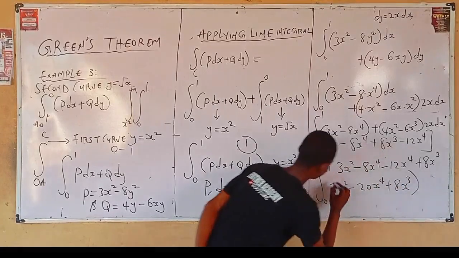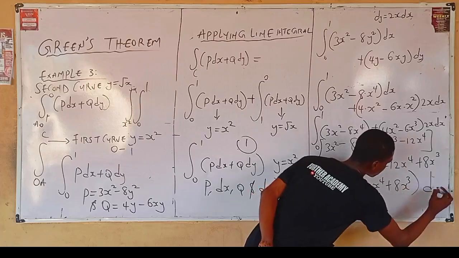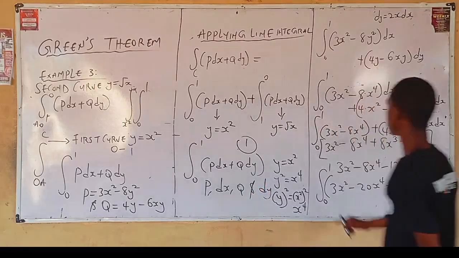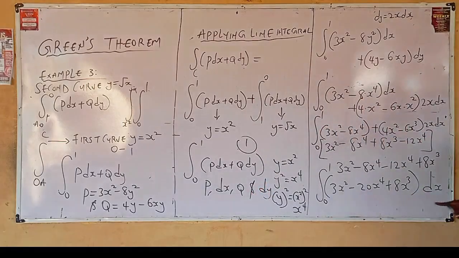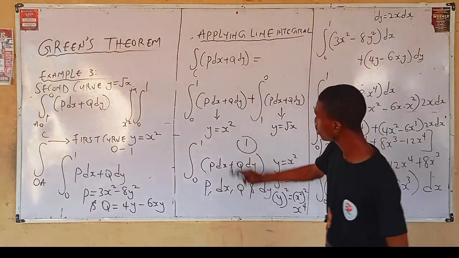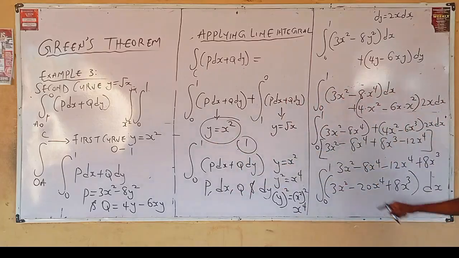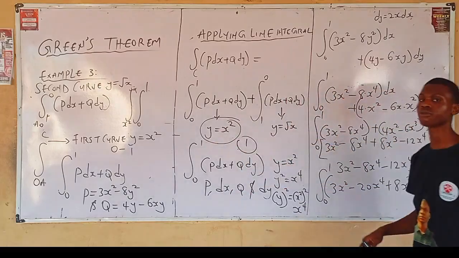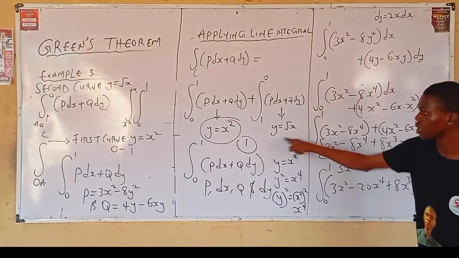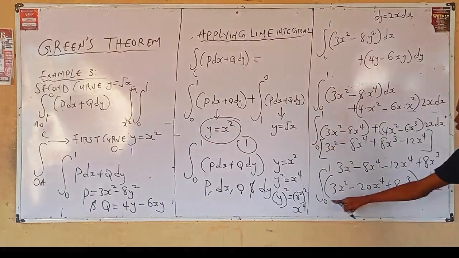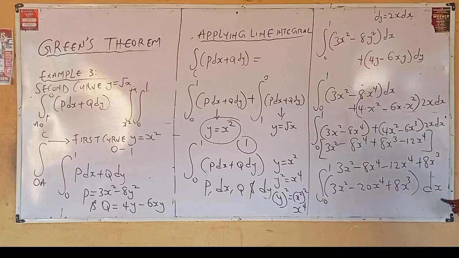8x cubed. Then differentiate all this with respect to x. How do you get this? You got this using this first curve. The same way, this idea, that's what you are going to implement on the second curve. This idea, that's what you implement on the what? Second curve. Alright, now let's evaluate this integral. Go back to integration.